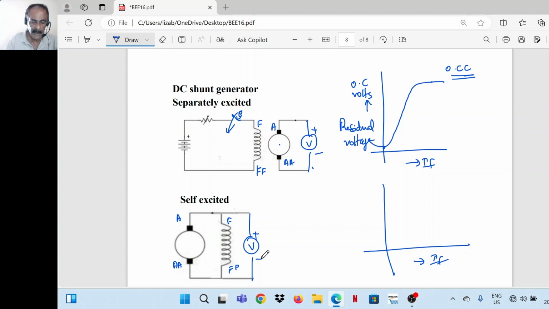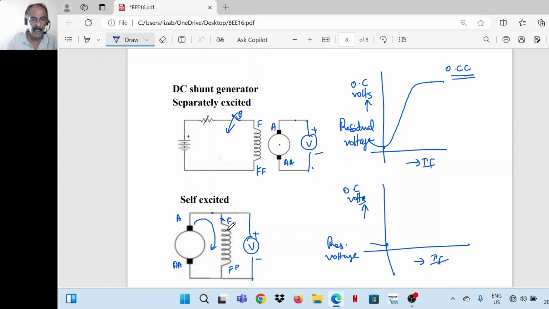Now in this case, this is how the machine gets excited. In the beginning, even with the field circuit open, a small voltage appears across the armature terminals, which is called the residual voltage. Even after closing the switch, this residual voltage will circulate a current through the field winding. When the field circuit is closed, this residual voltage will circulate a small current.